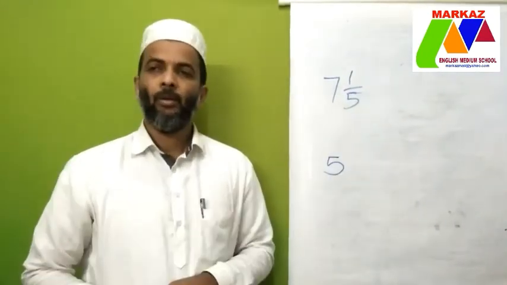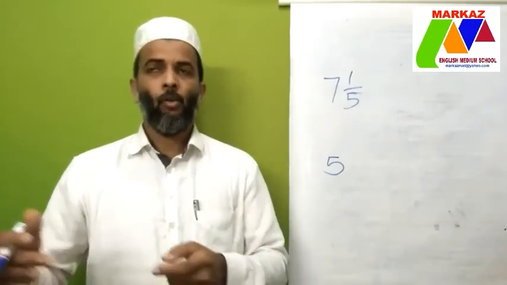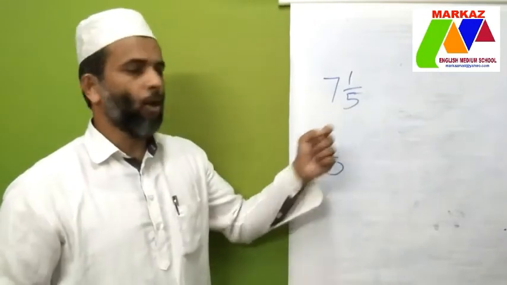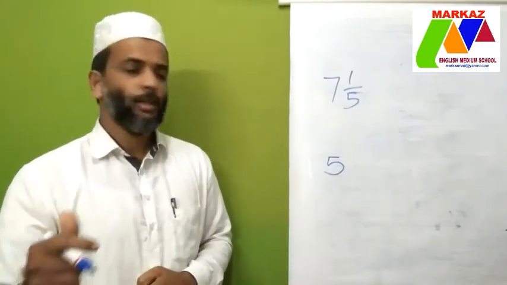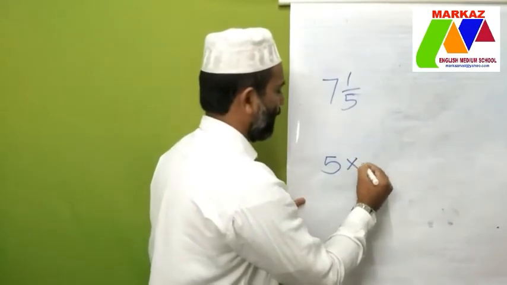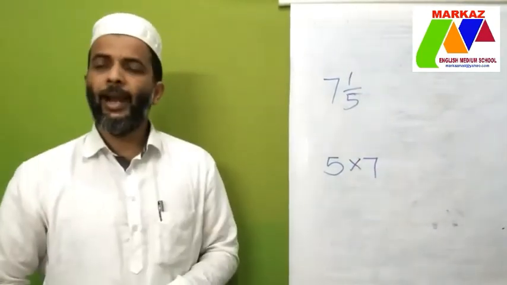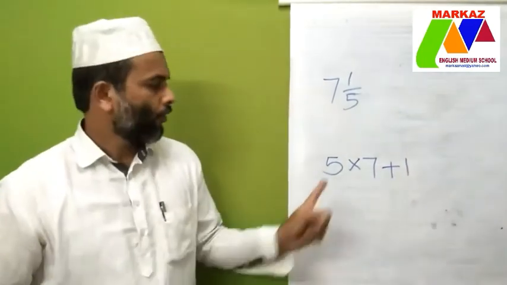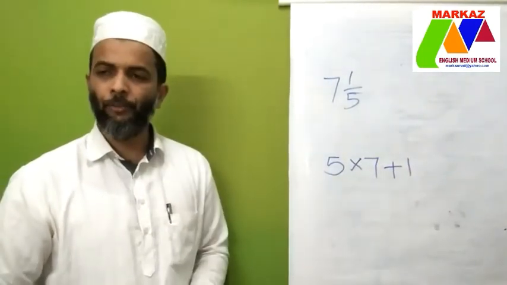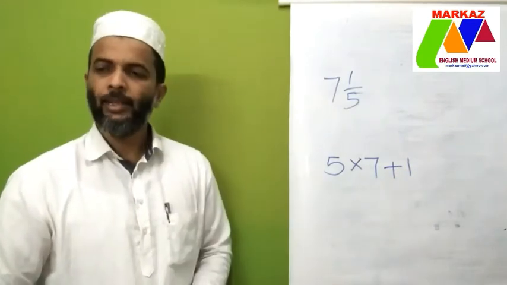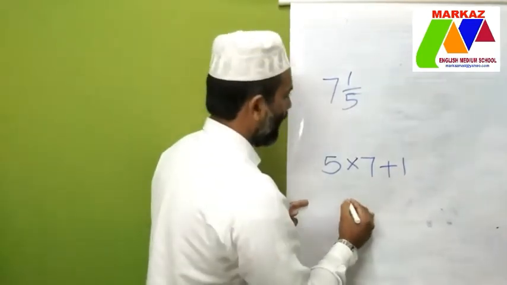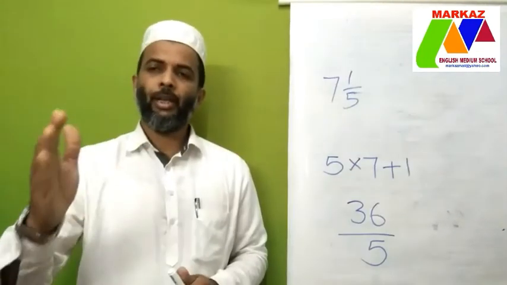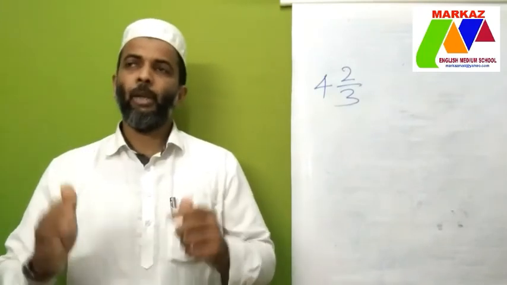In this example, multiply the denominator with the whole number. Whole number is 7. Denominator is 5. So, 5 into 7. Then add the numerator. Okay. 5 into 7 is equal to 35. 35 plus 1, 36. So, write 36 by 5. Write question number 2. Convert to improper fraction.